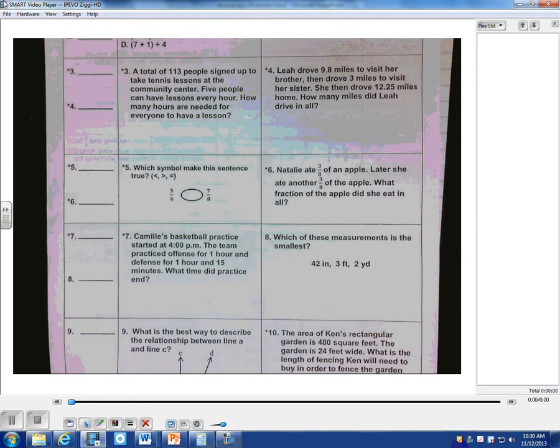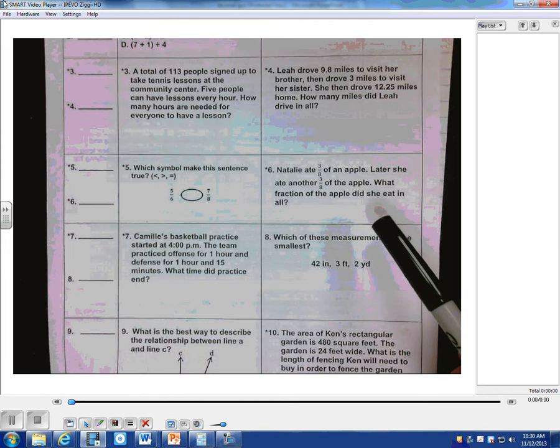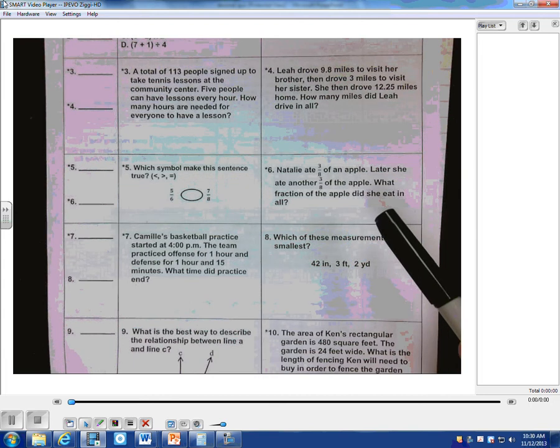Okay, we're going to look at 6 through 10 on the front of MRS week 12. Let's look at number 6. It says Natalie ate 3/8 of an apple. Later, she ate another 3/8 of the apple. What fraction of the apple did she eat in all?